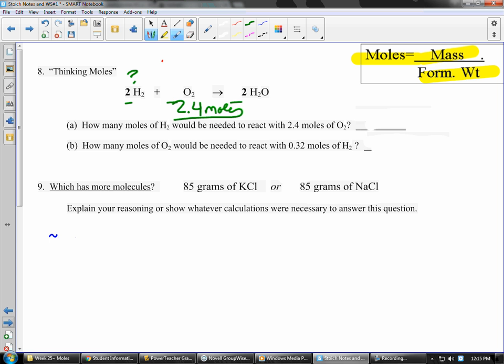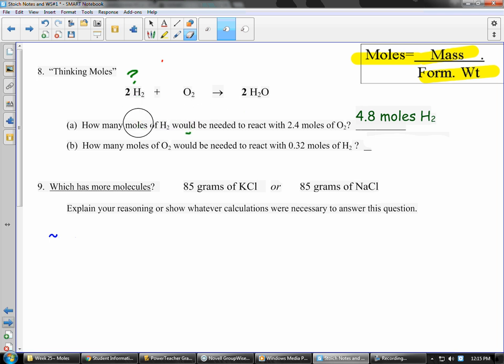The only tricky thing I'm trying to do here is you do not have to divide, you don't have to do anything, you're already in moles, you're on a mole to mole ratio. So this is a 1 to 2, so go ahead and double that. And then how many moles of O2 would be needed to react with 0.32 moles of my H2? Okay, this is a 2 to 1, and I don't have to go any further, I just have to divide it in half. Beautiful. So you don't need a formula weight. If it's just asking moles, then just ask moles.